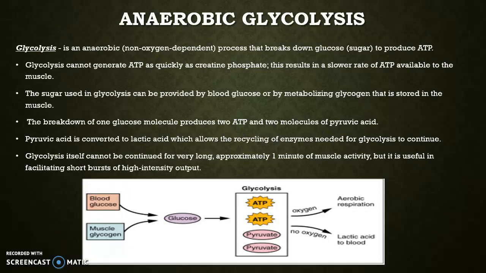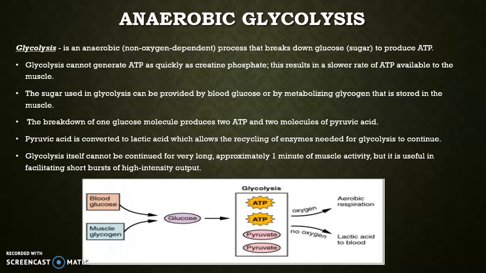As the ATP produced by creatine phosphate is consumed, muscles turn to glycolysis as an ATP source. Glycolysis is an anaerobic or non-oxygen dependent process that breaks down glucose, also known as sugar, to produce ATP. Glycolysis cannot generate ATP as quickly as creatine phosphate. This results in a slower rate of ATP available to the muscle.